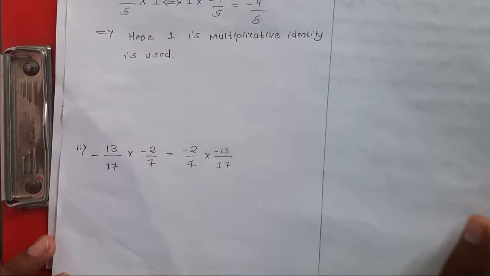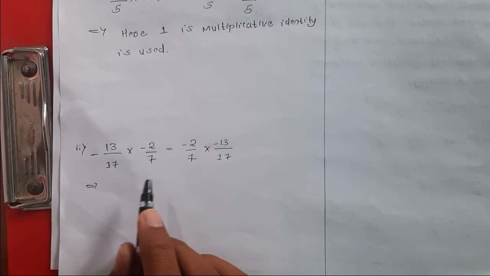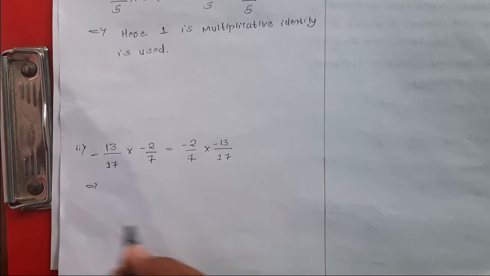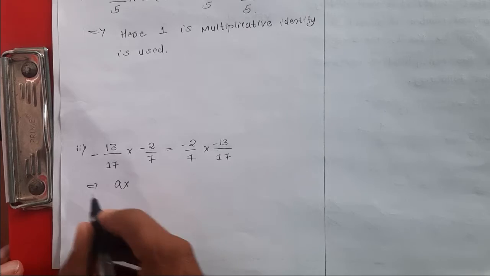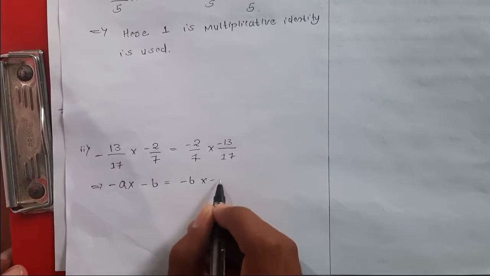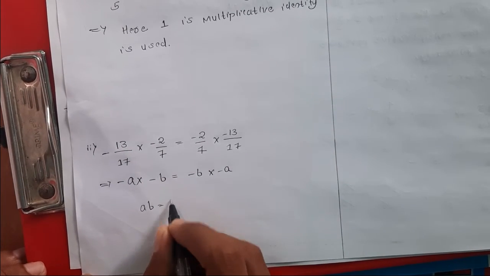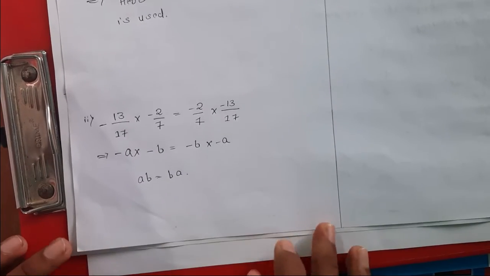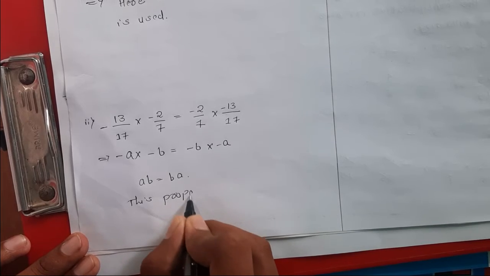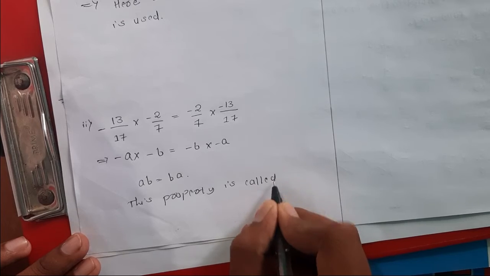Next, they give minus 13 by 17 into minus 2 by 7 equal to minus 2 by 7 into minus 13 by 17. Here a into b equal to b into a. It leads to ab equal to ba. This property is called commutativity.